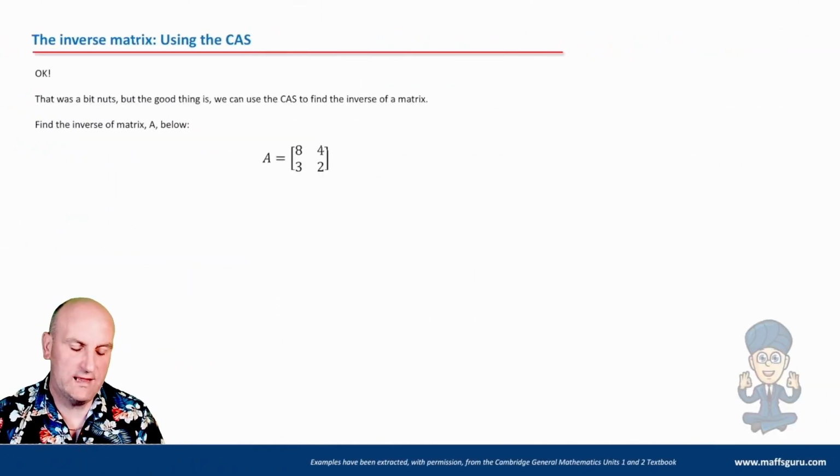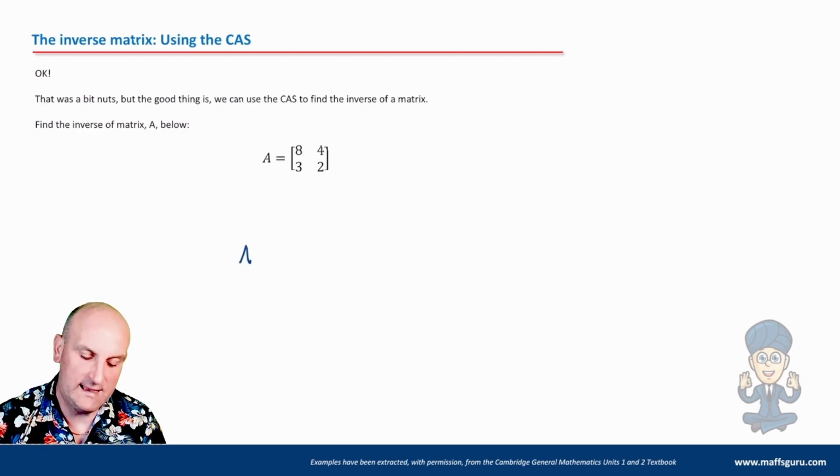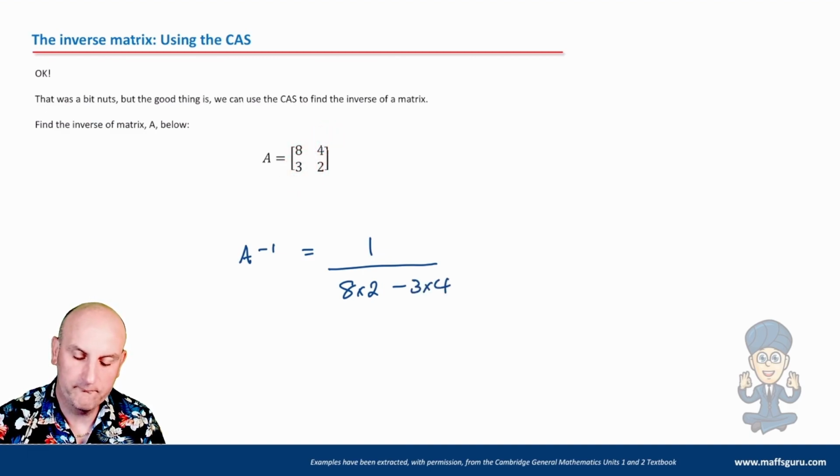Let's have a go with actual number answers or number questions. So we are now going to find A to the minus 1. So it becomes 1 on. I'm going to do it in a different order this time. So if you remember, we do the opposite corners times together. So 8 times 2, so let's write it out longhand. 8 times 2 minus those two corners together, 3 times 4. And then we draw our square brackets.